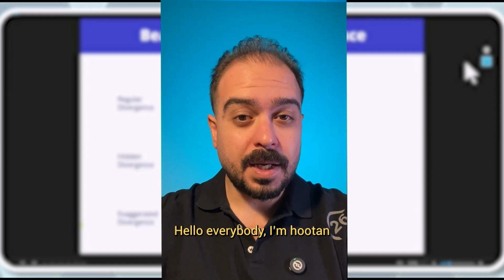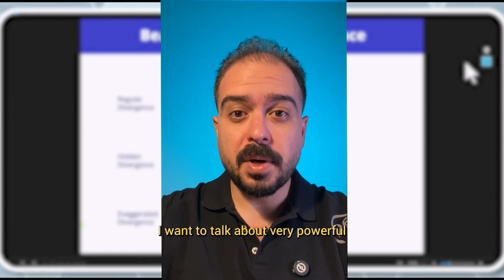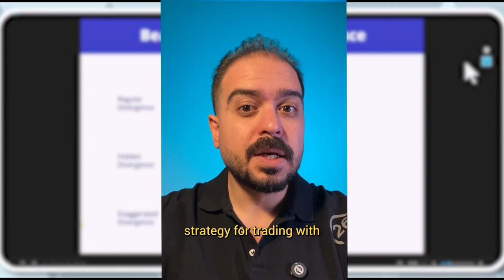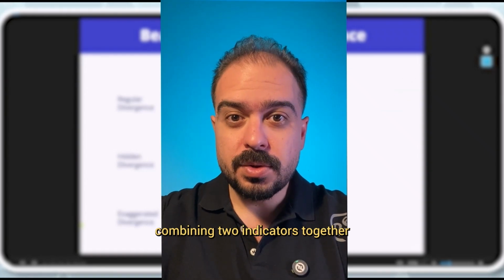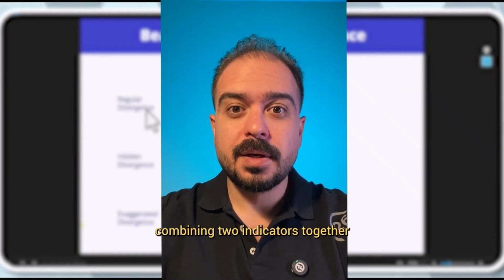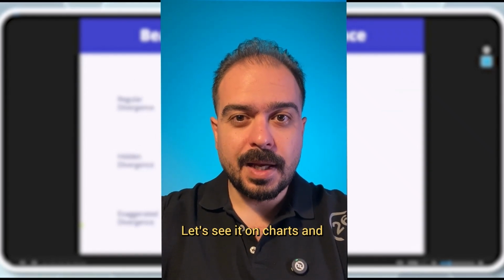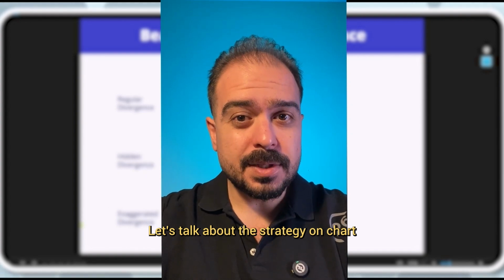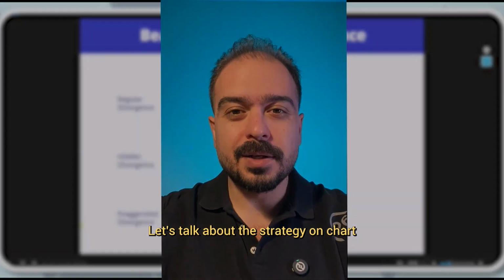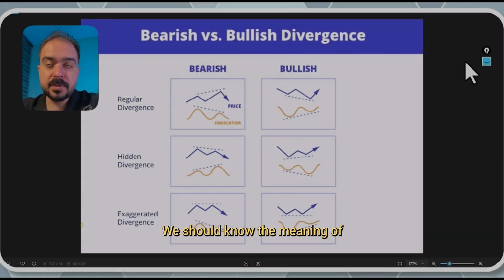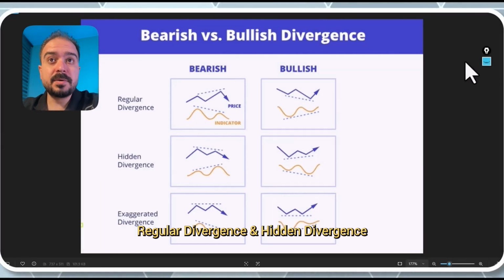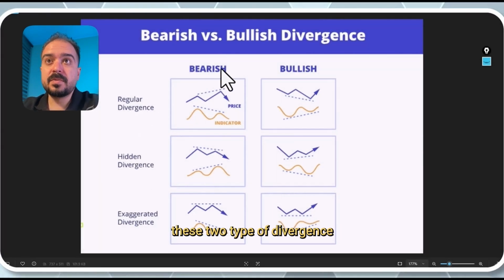Hello everybody, I'm Hutan and today I want to talk about a very powerful strategy for trading with combining two indicators together. Let's see it on chart and let's talk about the strategy on chart. Before going on chart, we should know the meaning of regular divergence and hidden divergence. These two types of divergence, we need to know the meaning to use it on chart.